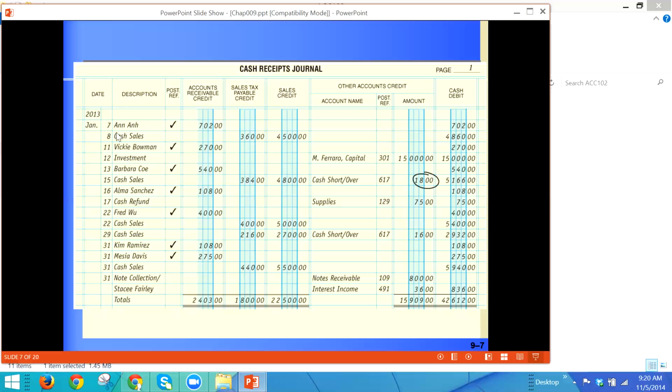So on cash receipts, this is the investment. We got $15,000 from our owner. So we have a debit to cash and a credit to M. Ferraro Capital. We put that account here because we don't have a column for the capital account.